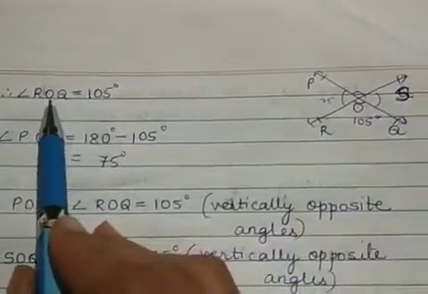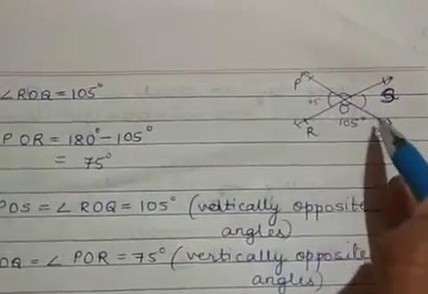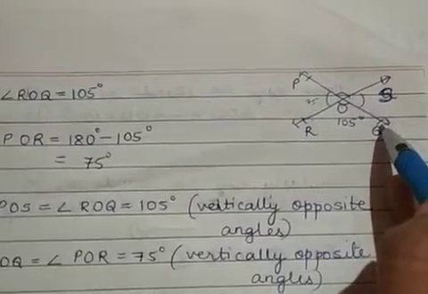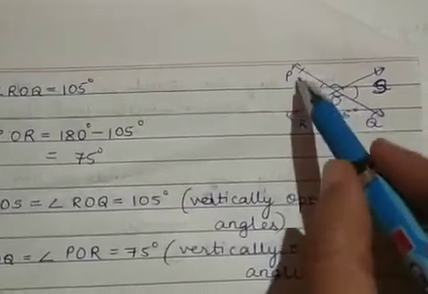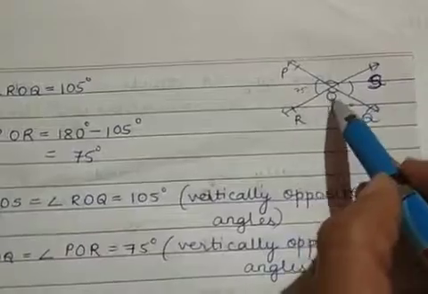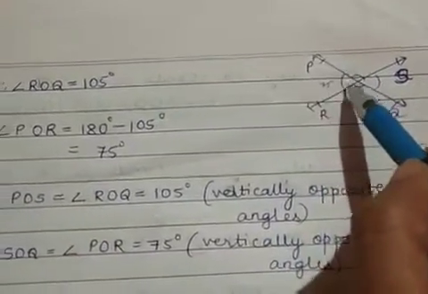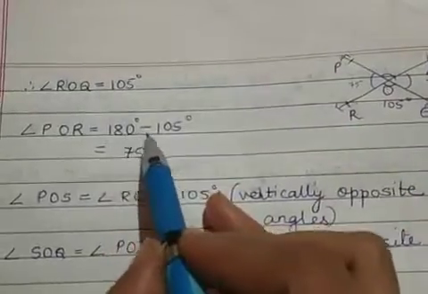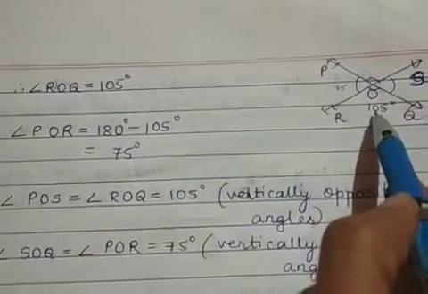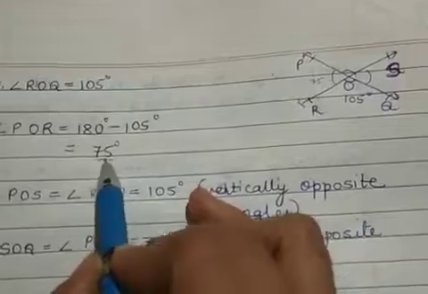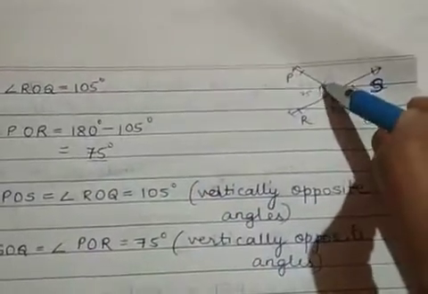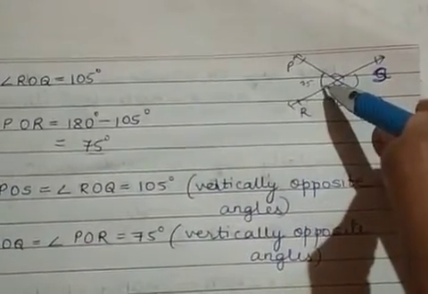Therefore you see, angle ROQ we found out to be equal to 105 degrees. Now you know angle POR and ROQ sum to 180 degrees. So if I want angle POR, it will be 180 degrees minus 105 degrees, and the answer is 75 degrees. So this angle is 75 degrees.